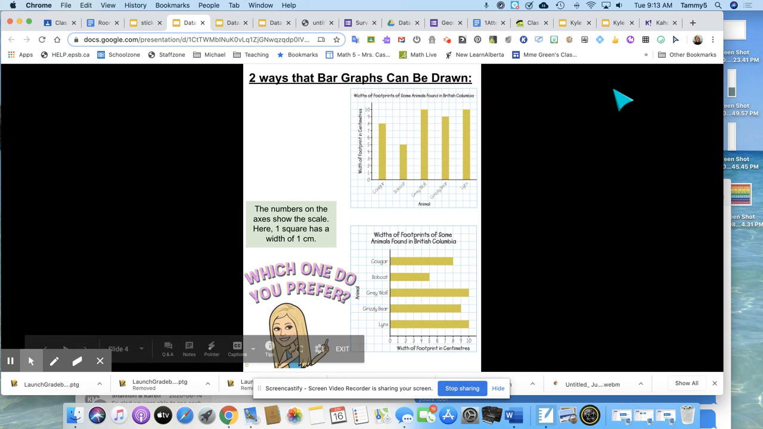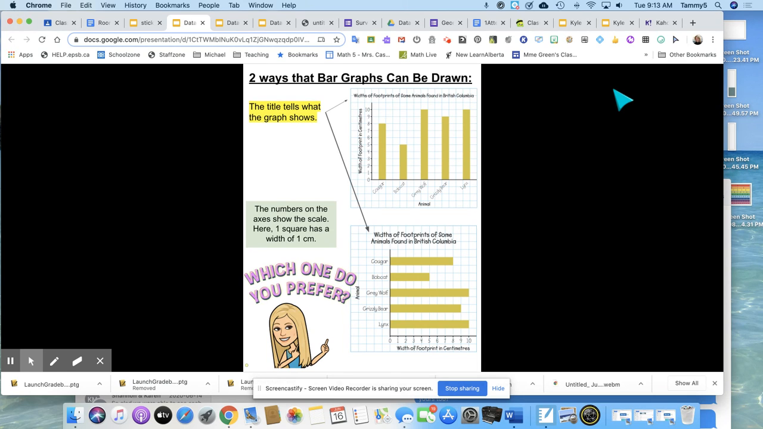Which one do I prefer? I already told you that I prefer the top bar graph. But I just wanted to make sure that you knew that there are other ways to draw the bar graph. Again, in these bar graphs, everything is really there. It's just that the X and Y axes have been flipped. So there's the title, widths of footprints of some animals found in British Columbia.